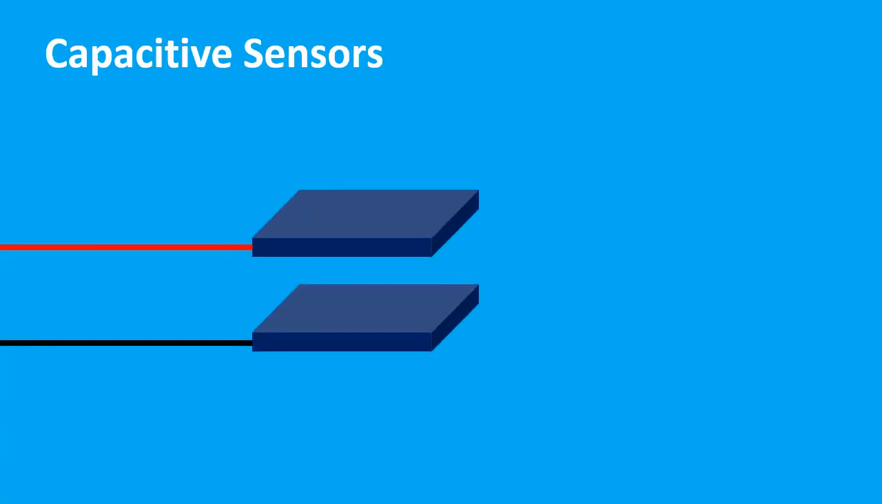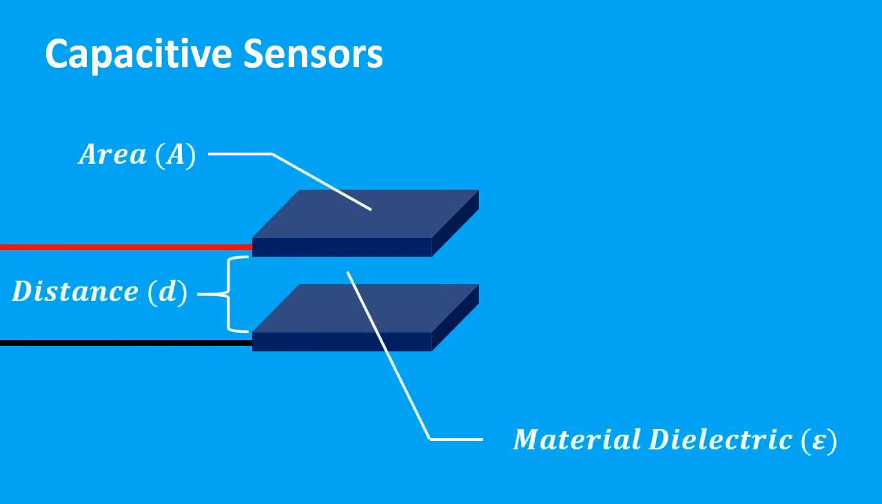First off, we have capacitive sensors. For the capacitive sensors, we have three parameters. We have the area of the plates, the distance between the plates, and the material dielectric between the plates. The material dielectric is an intrinsic quantity that depends upon the material that is used to separate the plates. So for the capacitive sensor formula, we have capacitance is equivalent to the dielectric material multiplied by the area and divided by the distance.